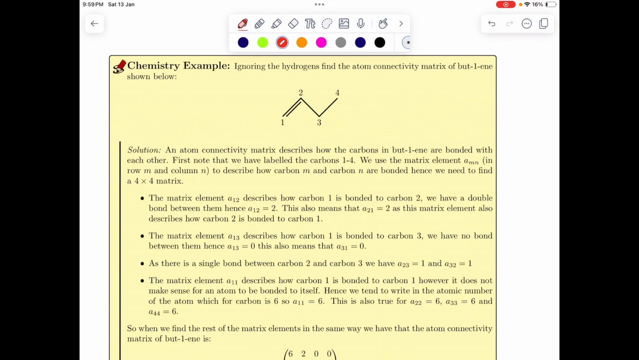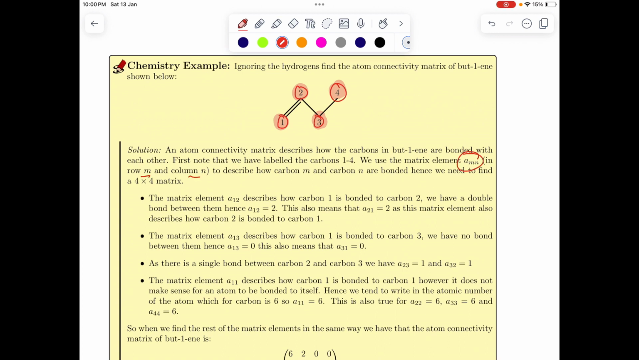Ignoring the hydrogen, find the atom connectivities matrix of butene, but-1-ene. Okay, so all of you know, but-1-ene will give carbon numbering from here 1, 2, 3, 4. So what is atom connectivities? Let's define it. It's a matrix which describes how the carbons in but-1-ene are bonded with each other. So what we'll do is we'll label carbon 1 to 4 first. So I've labeled 1, 2, 3, 4. Okay, fine.